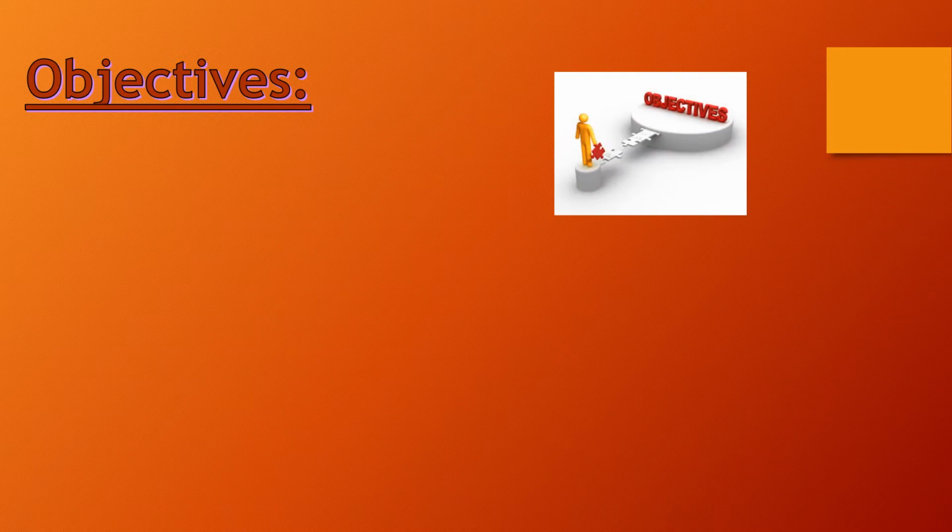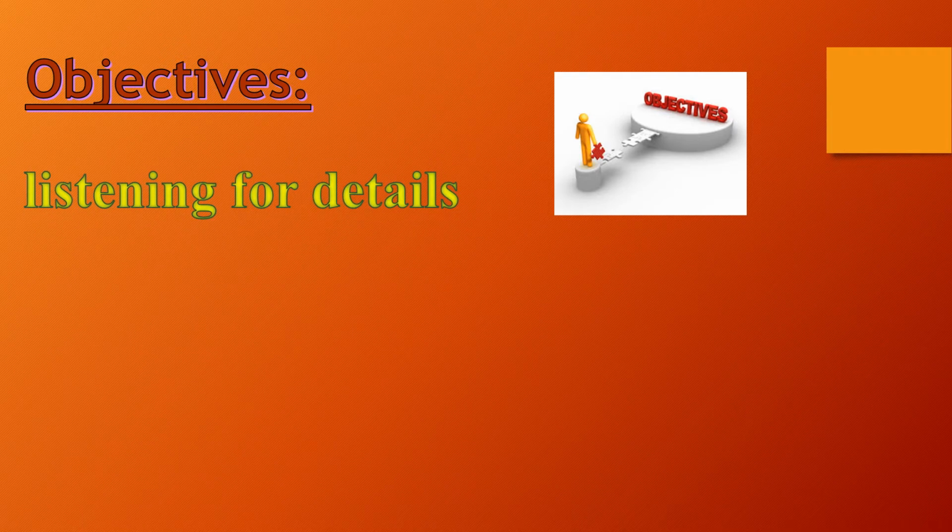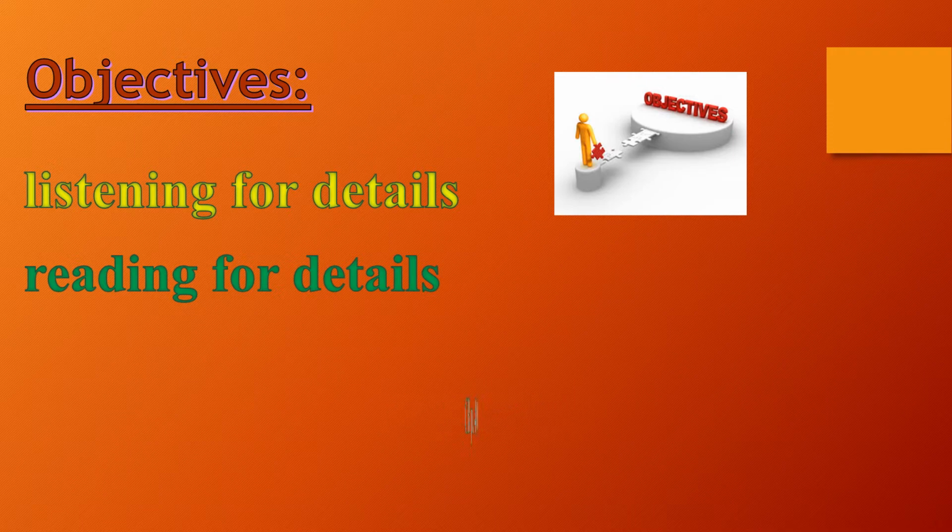As usual, let's have a look at the objectives of today's lesson, what we need to achieve at the end of this lesson. By the end of this lesson, we will have done listening for details. We will listen and extract some information from an audio. And we will also read for details. We will do the same thing, but with a reading text. Please open the course book page 40 so that you can follow the lesson.